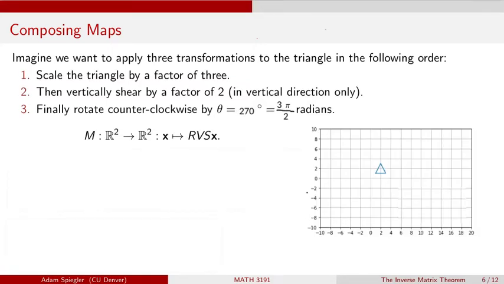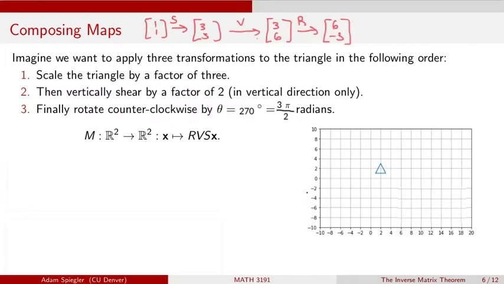Okay, so now let's see what happens if I apply these three transformations, the scaling by a factor of 3, vertical shearing by a factor of 2, counterclockwise rotation by 3 pi over 2 radians. If I apply them one by one by one, let's compare that to what happens if instead I were to take the product of those three transformation matrices first and then apply this map by multiplying X by the product of those three matrices. So in other words, doing them all at once.